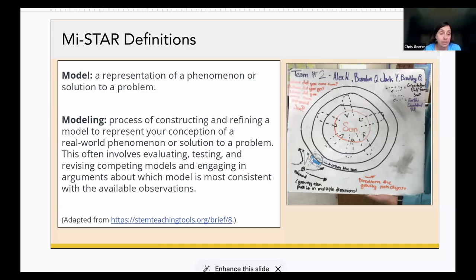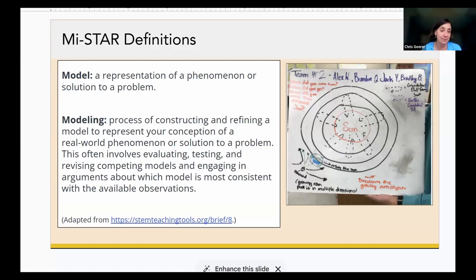And modeling is the process of constructing and refining a model to represent your conception of a phenomenon or solution to a problem. The reason I throw this in here is that I'd never heard of modeling until 2015, when I started working with all the engineers at MyStar. The engineers are very focused on system models, and so they taught us all about system models. I'm like, this is amazing. And then when I started interacting with some of the modeling instruction people, in my head, every model had to be a system model. And they're like, no, not every model has to be a system model. So I like to get that idea out there: when you say the word modeling, it can be a lot of different things.